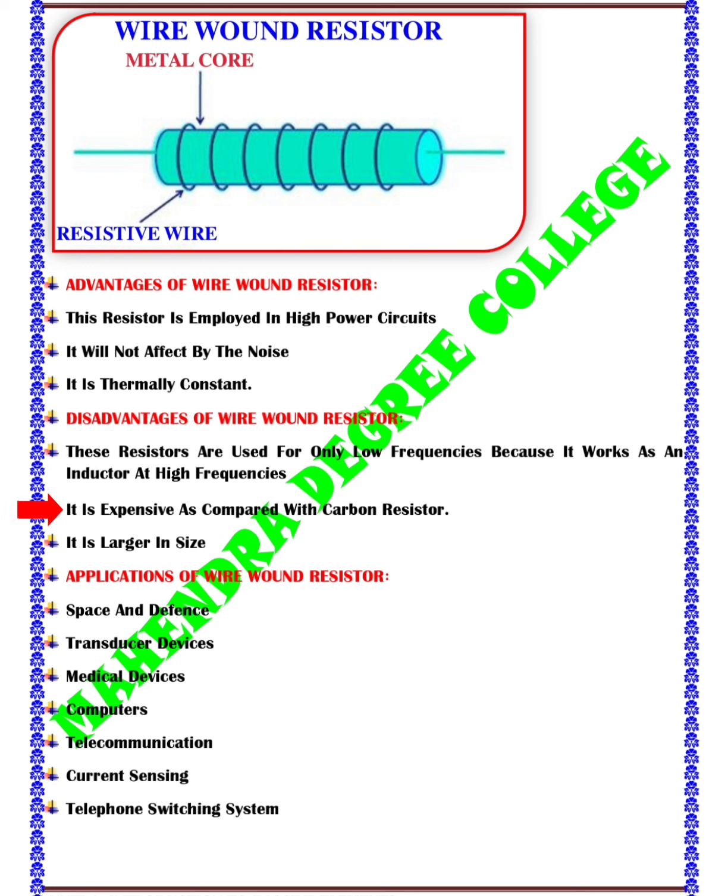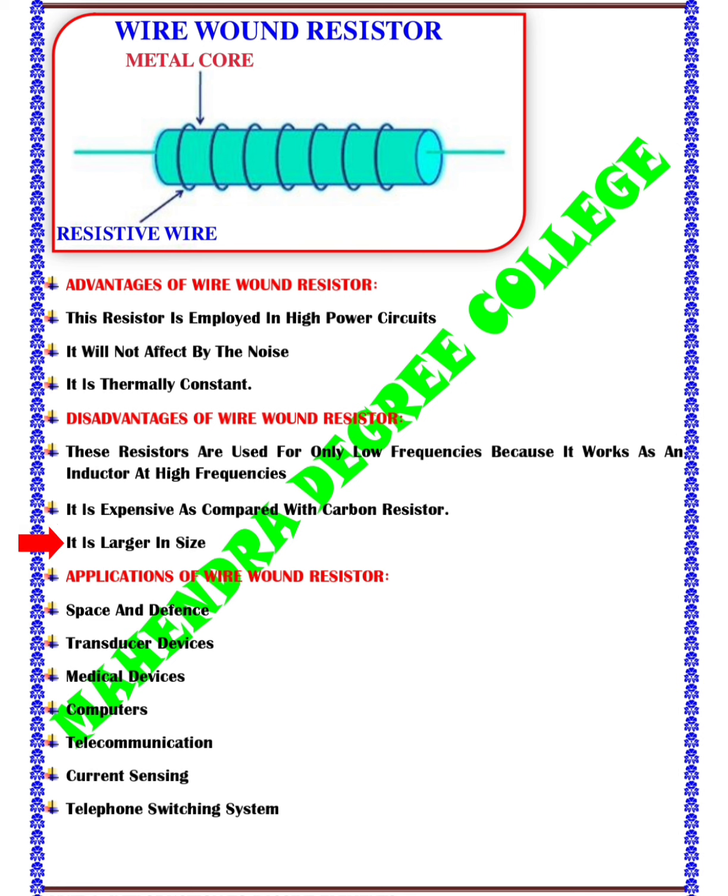Second disadvantage. It is expensive as compared with carbon resistor. It means wire-wound resistors are often more expensive and larger compared to other resistor types. This makes them less cost-effective and less space-efficient in designs where these factors are important.